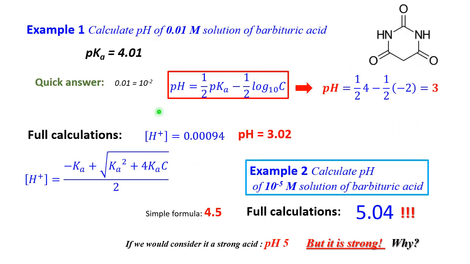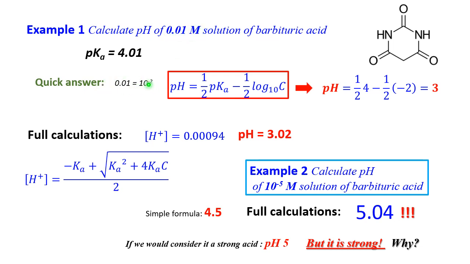So let's do a couple of examples. Let's calculate the pH of a 0.01 molar solution of barbituric acid. This is barbituric acid, a very common agent. We use it as sleeping pills, and it's the basic root molecule of a large family of molecules that have enormous importance in physiology. Anyway, let's do calculations. The pKa of this compound is known. It's 4.01.